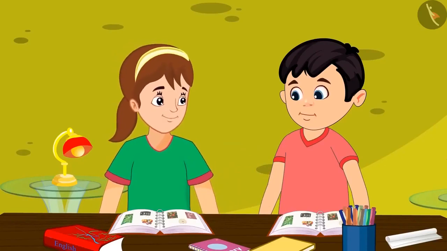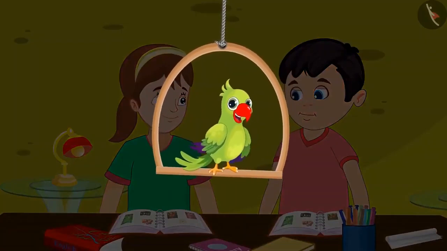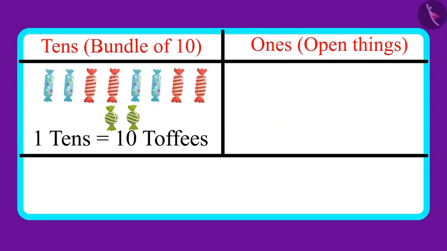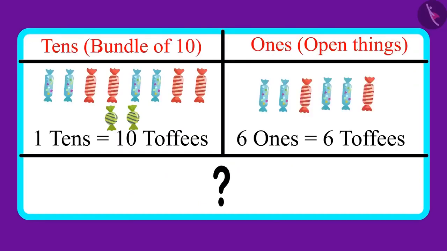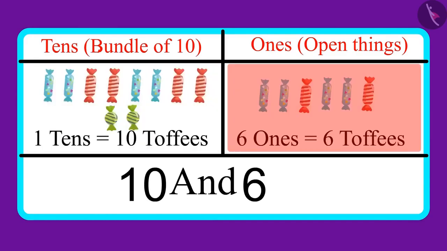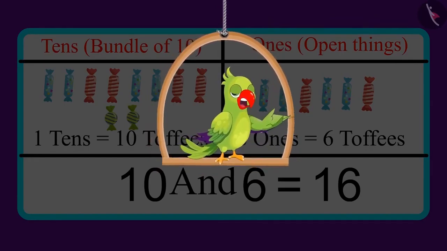You have understood the topic of tens and ones quite well. Children, have you also understood this topic properly? Come on, let's see. These are some toffees. There are 1 tens and 6 ones in their number. Can you tell me how many toffees are there in all? 1 tens means 10 toffees and 6 ones means 6 toffees, which means these are 16 toffees. Your answer was also the same, right?